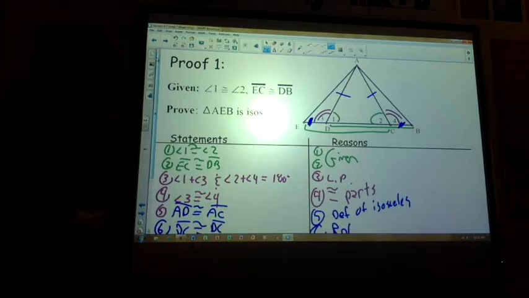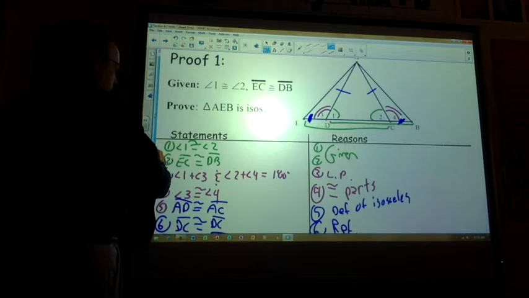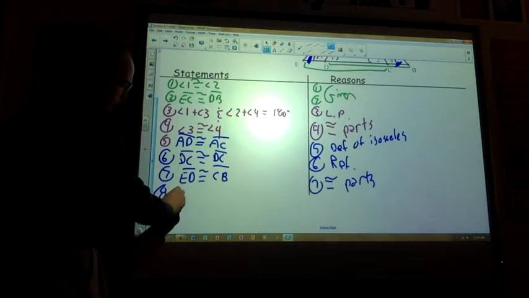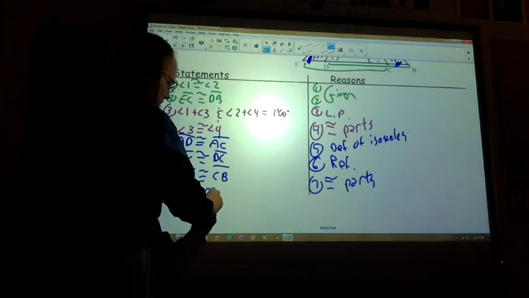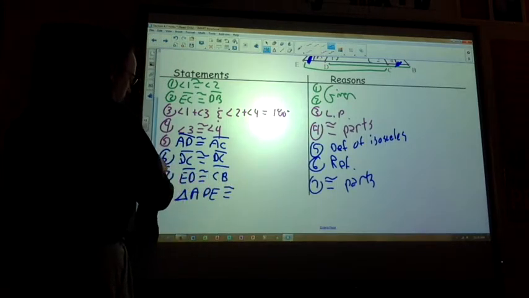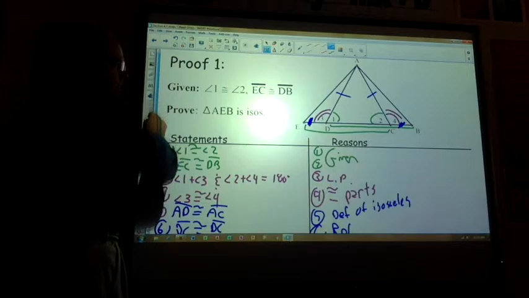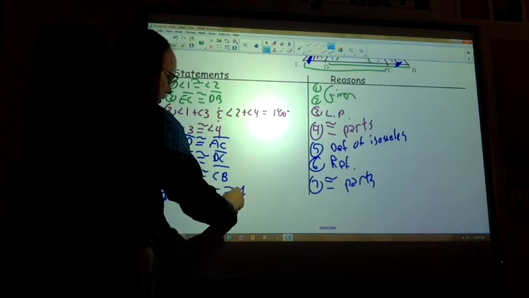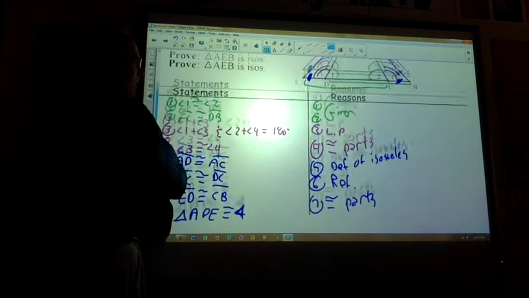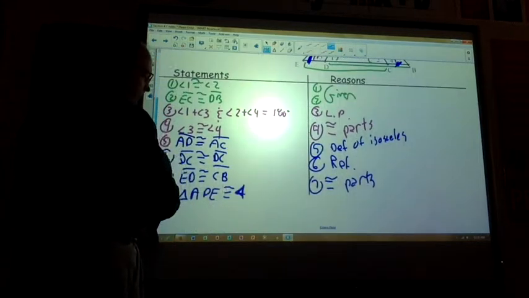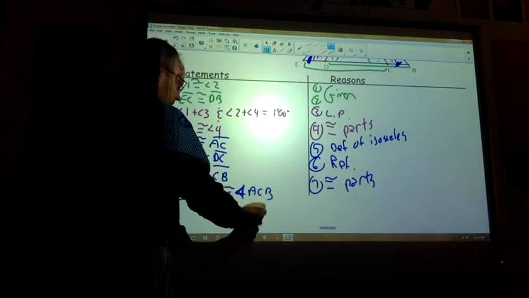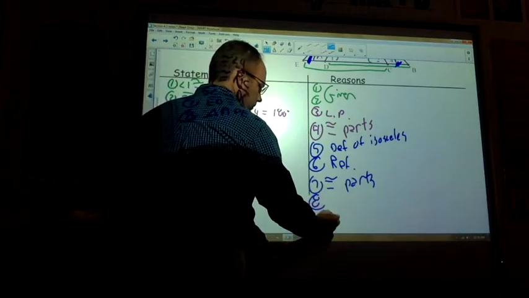I think I have to prove that triangle ADE is congruent to ACB because of what? Side angle side. Side angle side is right. ADE is congruent to triangle what? ACB. Good job, Phil. Because of side angle side? Yep.